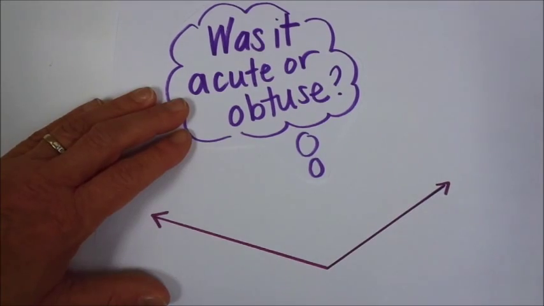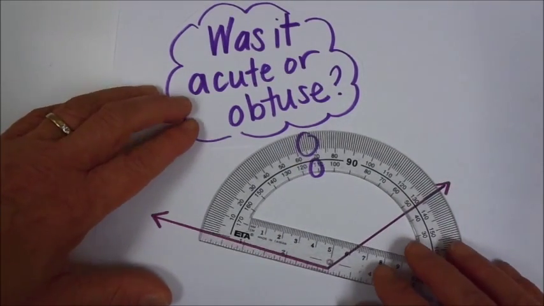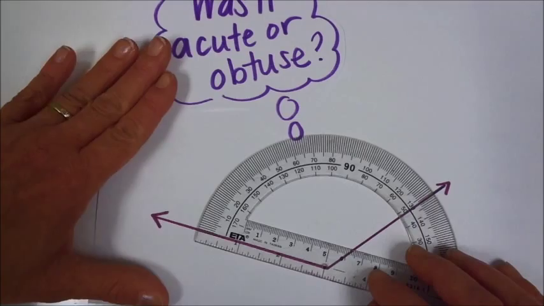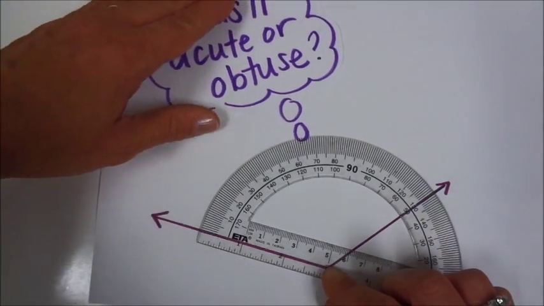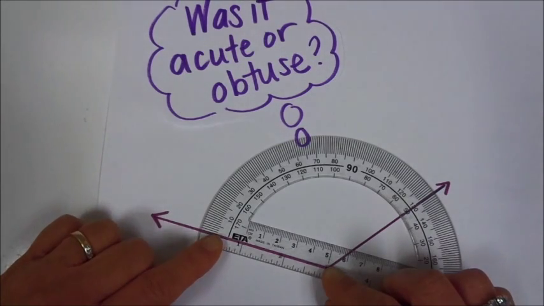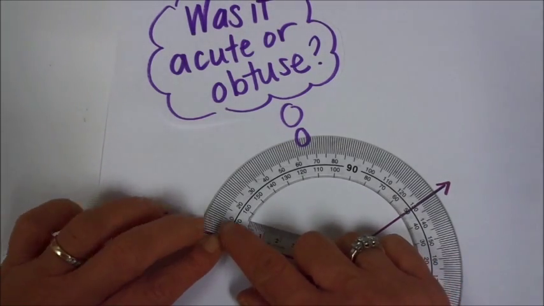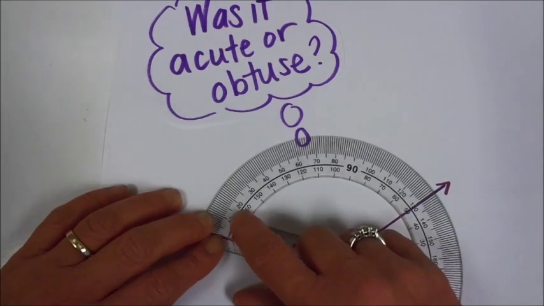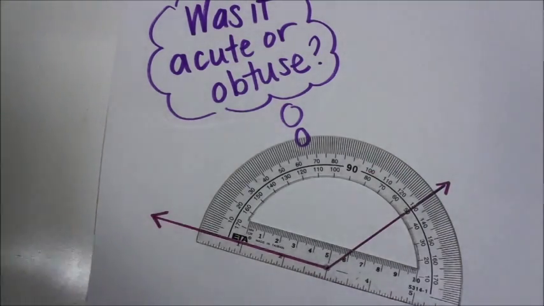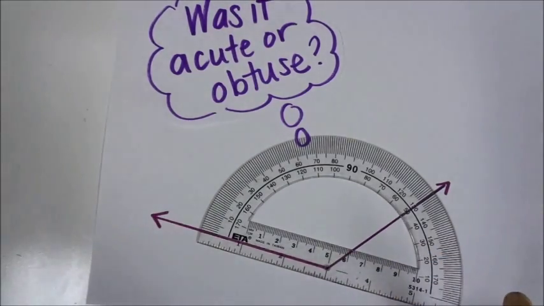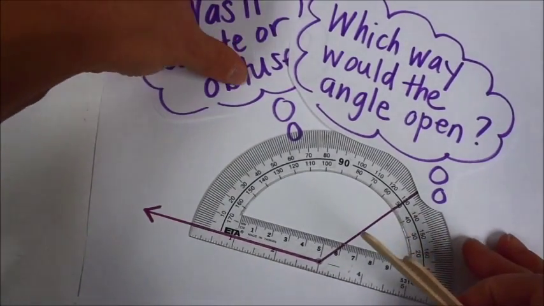Well, I can tell it's obtuse. So my number better be greater than what? Greater than 90 degrees. So I've got it lined up. I can look at it and see that it's obtuse. So I know it's got to be greater than 90, so I'm going to be looking as my angle is opening up. That's another way that you can look at it. Which way is my angle opening?